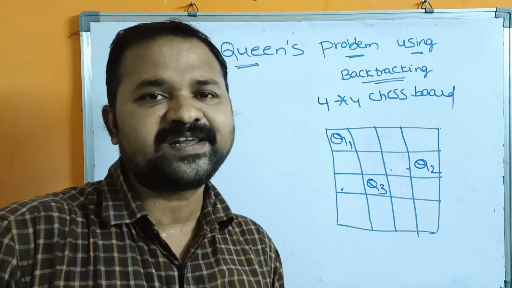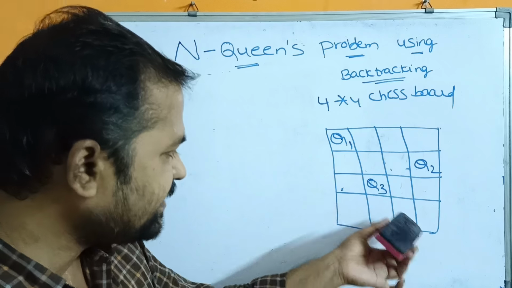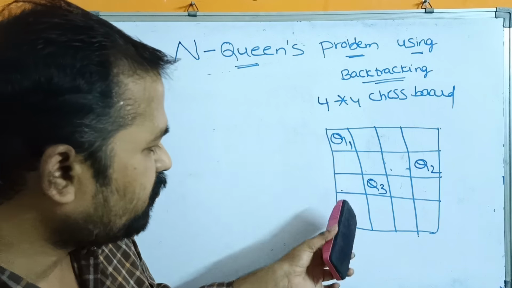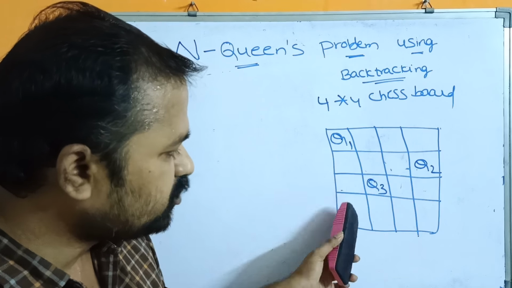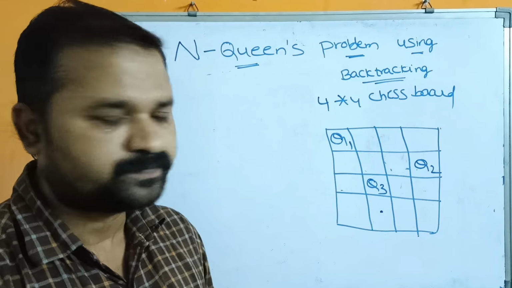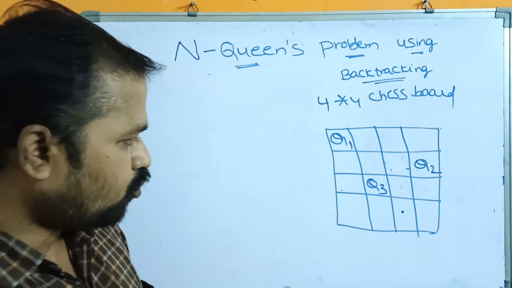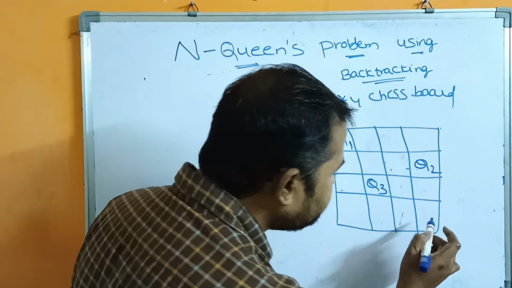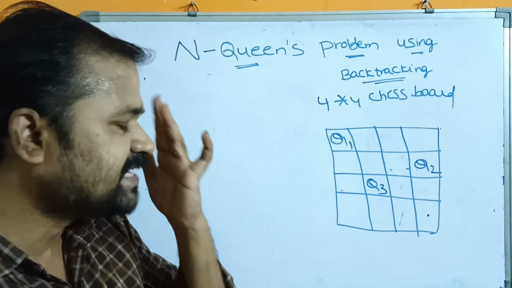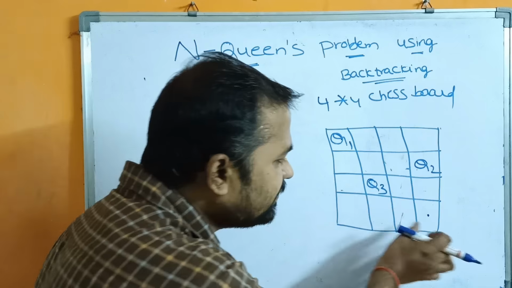Let us find out the position for Q4. Can we place Q4 here? No. Why? Because same row. So let us place in the next row. Can we place Q4 here? No. Why? Because Q1 and Q4 are same column elements and Q3 and Q4 are diagonal elements. Next, can we place Q4 here? No. Why? Because same column. Next, can we place Q4 here? No. Why? Because diagonal elements. Next, can we place Q4 here? No. Why? Because Q2 and this element will become same column elements. So there is no position for placing Q4 in the chessboard.